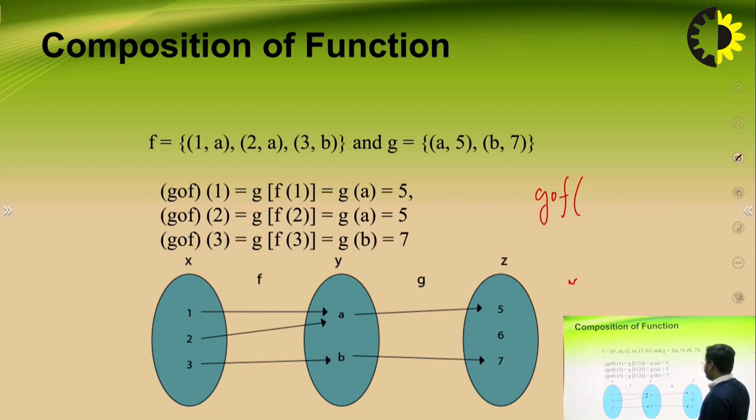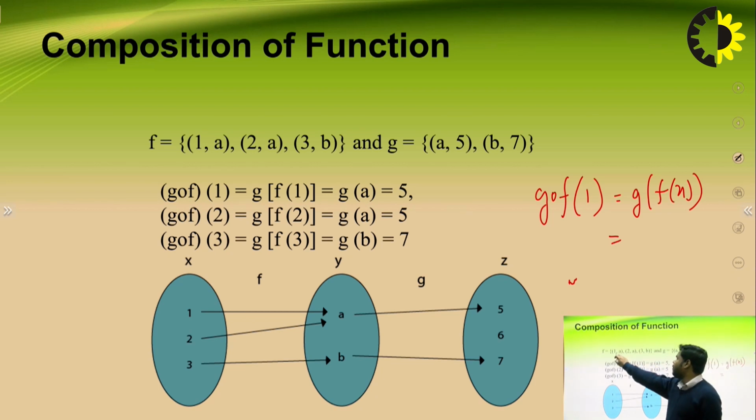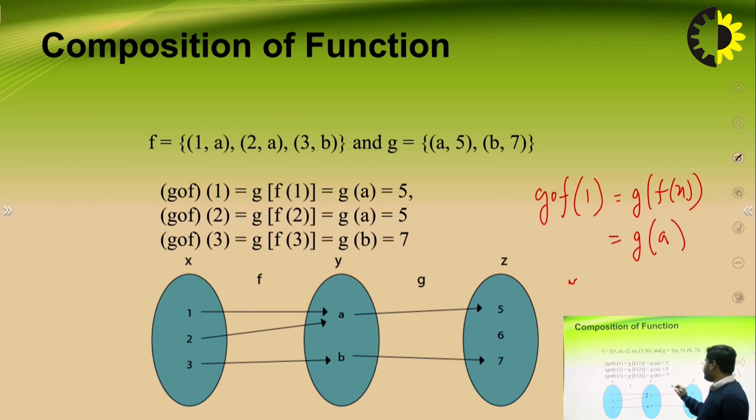G of F of 1 means I have to find G of f(1). The function f(1) has the value a. So G of a. What is G of a? G of a contains 5. So this is the 5. So I have found out the value of G of f of 1.